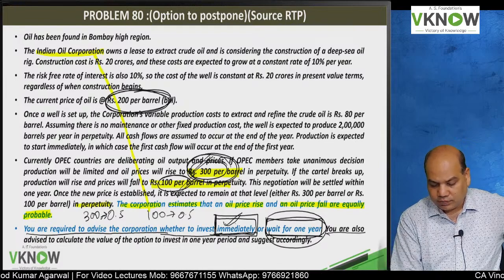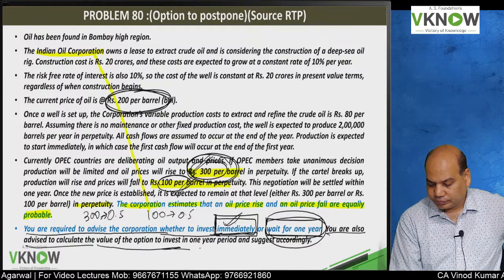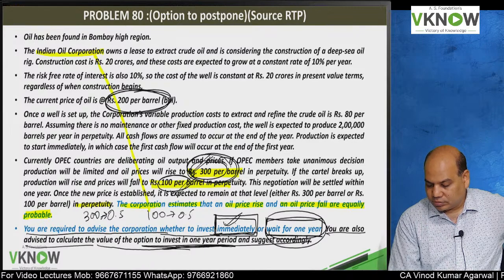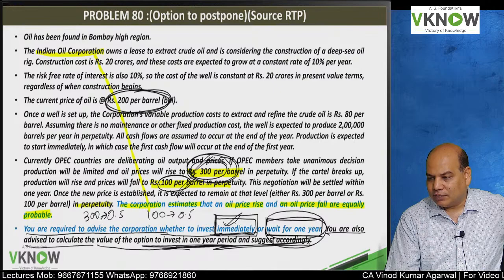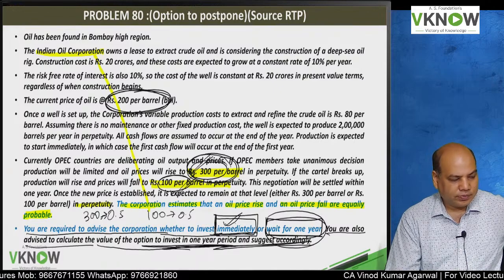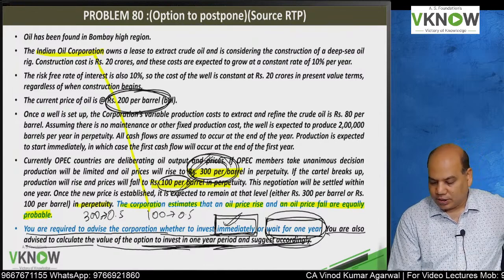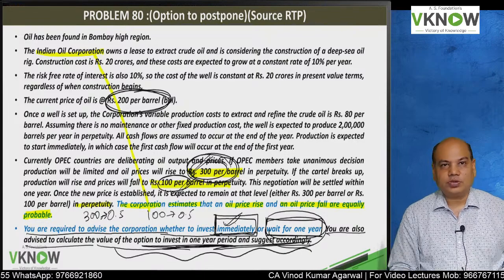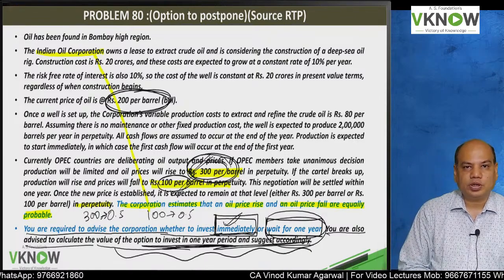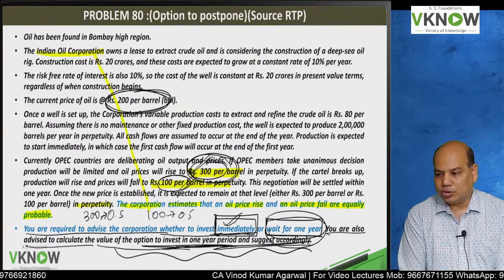You are also advised to calculate the value of the option to invest in 1 year period and suggest accordingly. Find out the value of the postponement option. That is the question. Value of the postponement option is NPV with postponement option minus NPV without postponement option.